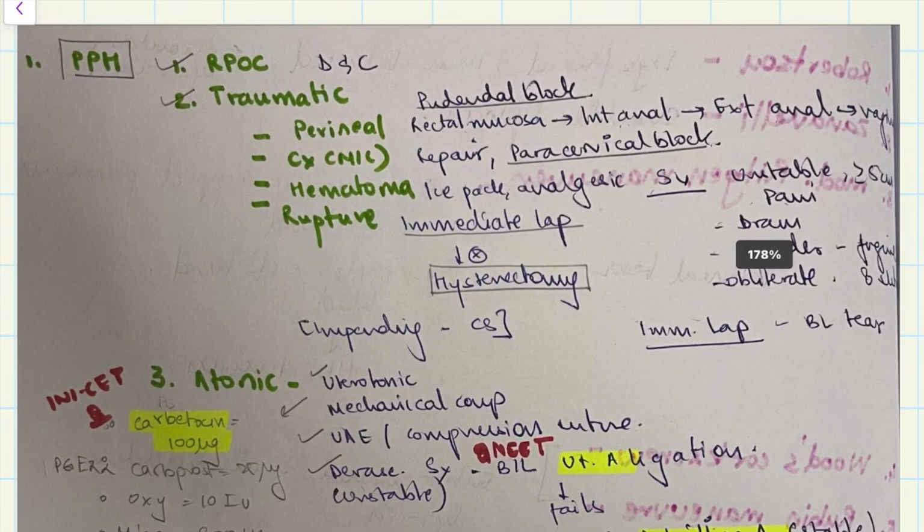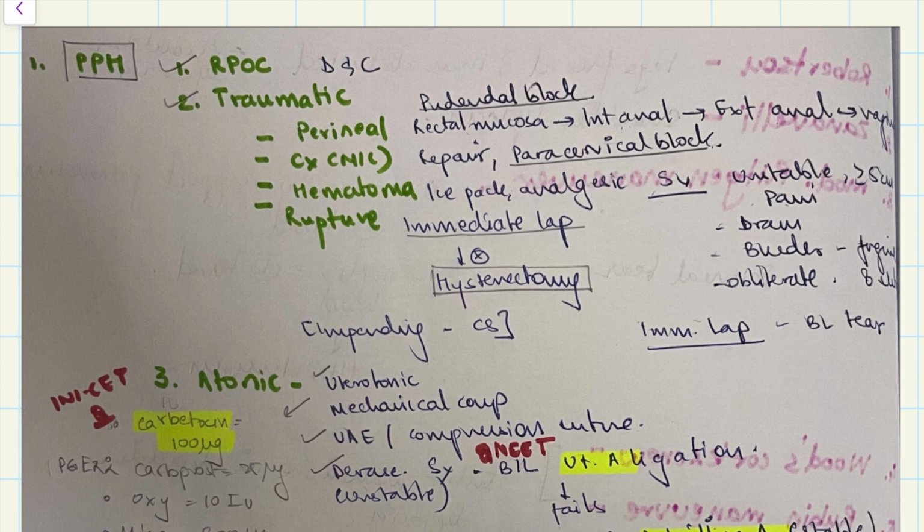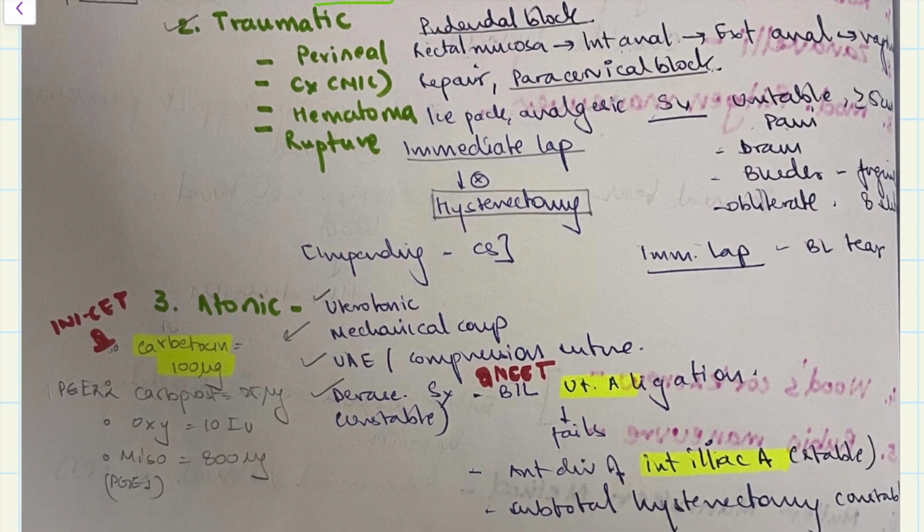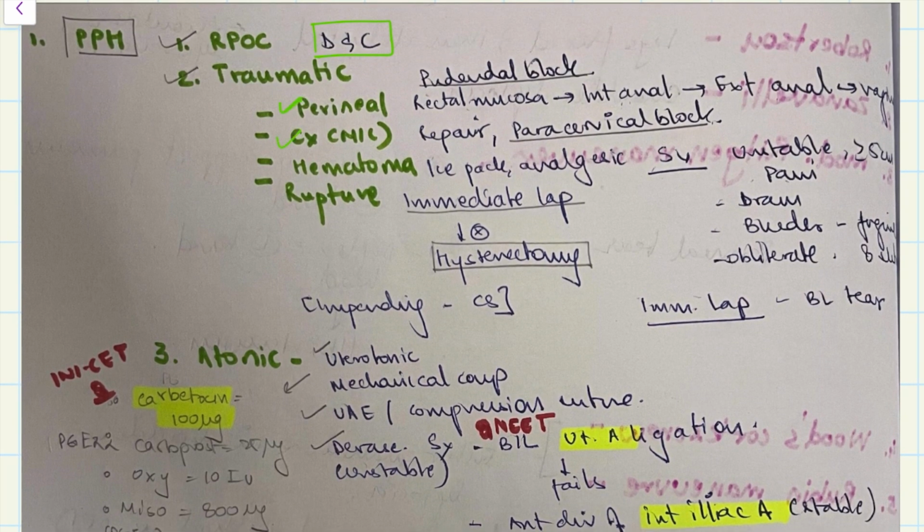Now management of PPH, that is if PPH occurs. If it is due to retained placental tissues, then the management would be performing dilatation and curettage. In cases of traumatic PPH, you look at the cause, whether it is perineal, cervical, due to hematoma, or uterine rupture. In cases of perineal trauma, a pudendal block is given, right? Then the repair is done by first repairing the rectal mucosa, followed by the repair of the internal anal sphincter, then the external anal sphincter, and finally the vagina.